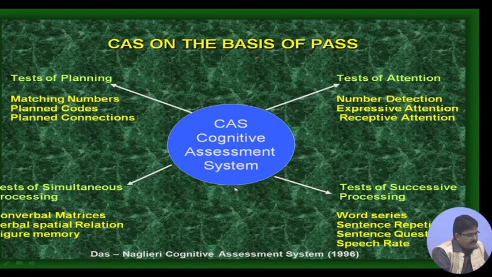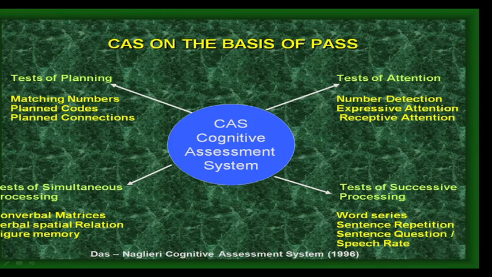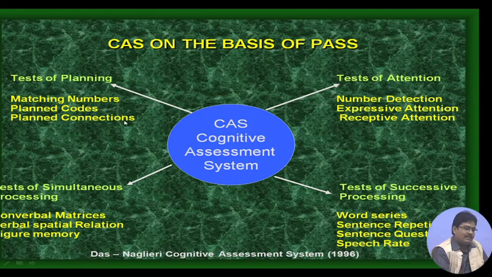Well, this CAS test is developed based on the PASS theory. This is known as the Cognitive Assessment System, developed by Das and Naglieri in 96. It is now worldwide very popular. It measures 4 important domains like you just discussed: planning, attention, simultaneous and successive. This planning function is measured in terms of 3 important tests. One is called matching numbers, plan codes, plan connections.